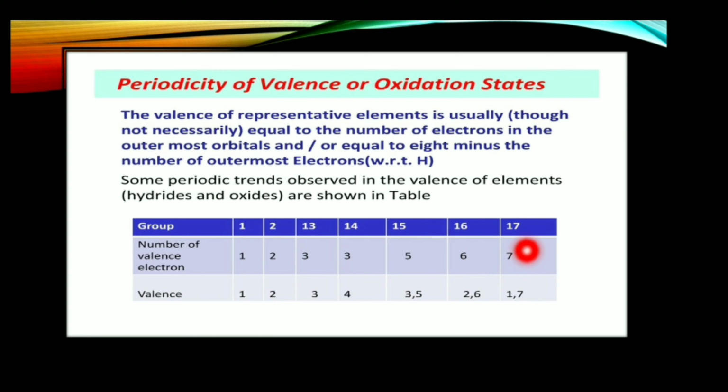Then the halogen family elements. 17 family elements are halogens: fluorine, chlorine, bromine, iodine, astatine. Here there are a total of 7 valence electrons. In order to complete its octet, it wants 1 electron. So it accepts 1 electron, in the sense it shows a valency of 1. Then there are a total of 7 valence electrons, so in the case of the oxygen scale it shows a valency of 7.